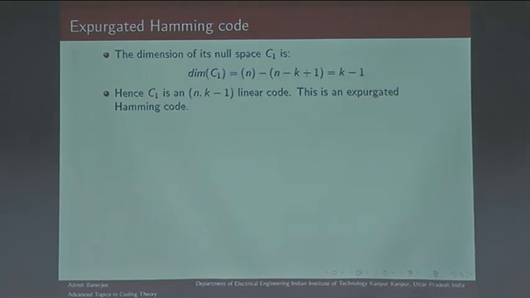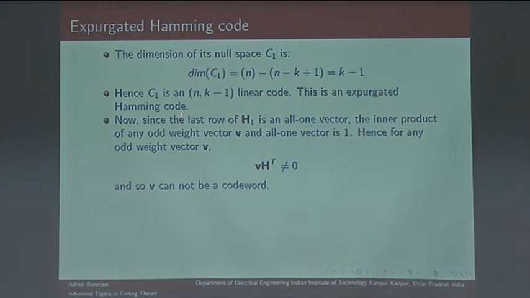That is what I said here. Since the last row of H1 is an all one vector, the inner product of any odd weight vector with the all one vector is 1. It cannot be 0, so VH transpose cannot be 0. But we know that if V is a valid code word, VH transpose has to be 0. So a V which is an odd weight code word cannot be a valid code word. This is a typo, this should be V, I am talking about VH1 transpose here.